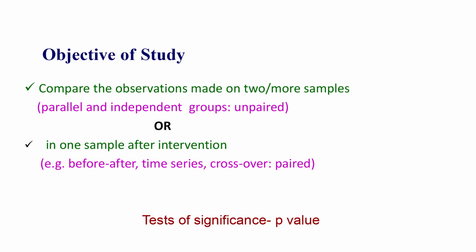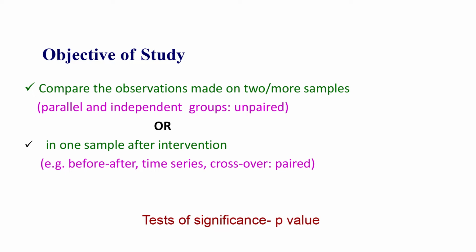Or you want to compare in one sample only the effect of an intervention, that is, you take the readings before and after, or sometimes you take the readings over a time series. For example, in case of diabetes or obesity studies, if you are evaluating two drugs, then you may take the readings after certain intervals, like day 30, day 60. So it will not be only before and after, there will be a time series.